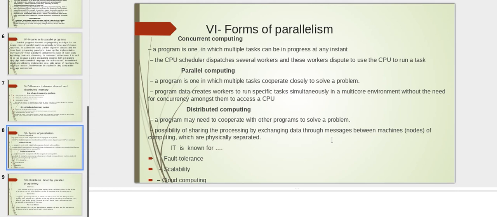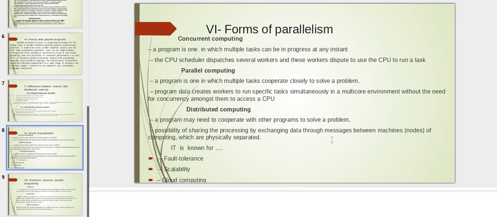And we'll talk also about distributed computing. A program may need to cooperate with another to solve a problem, with the possibility of sharing the processing by exchanging data through messages between machines, that is nodes or computers, which are physically separated. Like we said, with distributed memory, they are separated but they look as one, because they intercommunicate and their resources are available at any instant simultaneously.